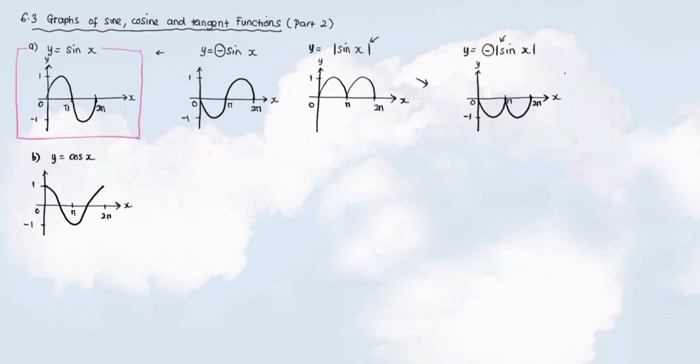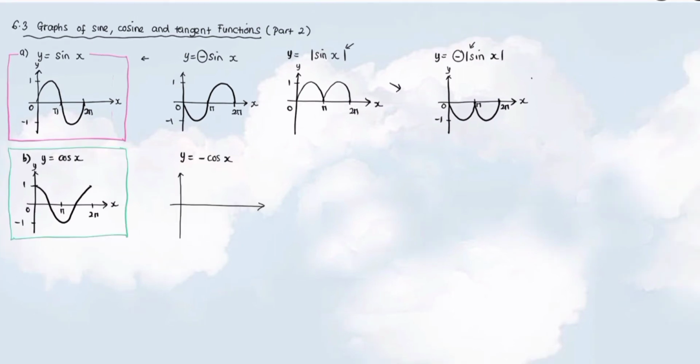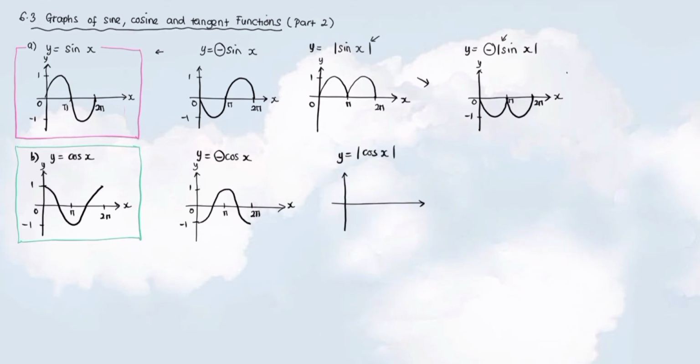The period, amplitude is equal to 1. Y equals negative cos x. Positive zone will go to the negative and negative zone will go to the positive. Then we label the x-axis and y-axis. So for y equals modulus cos x, whatever is positive will remain positive and negative will flip over to become positive, like this.